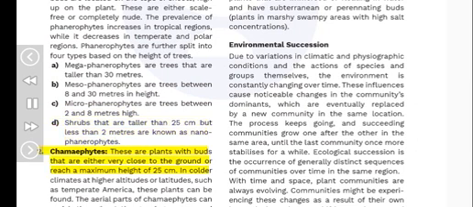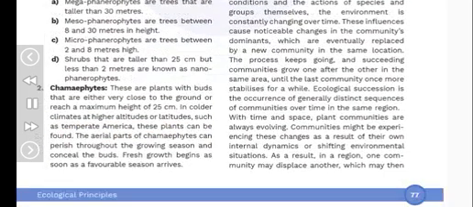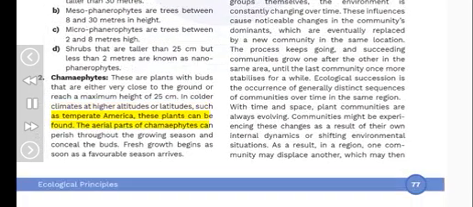2. Chamaephytes. These are plants with buds that are either very close to the ground or reach a maximum height of 25 centimeters. These plants can be found in colder regions at higher altitudes or latitudes, such as temperate America. The aerial parts of chamaephytes can perish throughout the unfavorable season and conceal the buds. Fresh growth begins as soon as a favorable season arrives.